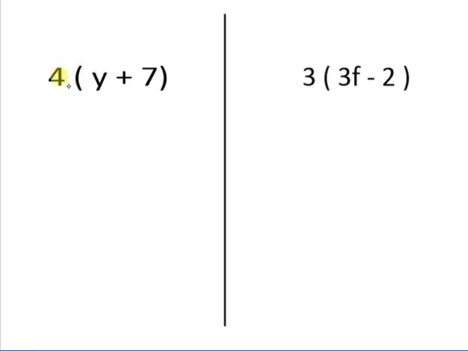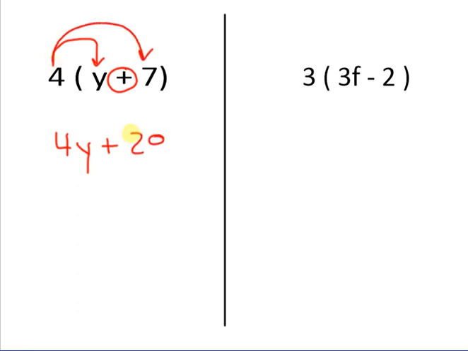So here I'm going to take the 4, which is on the outside, and I'm going to distribute it to the y. So 4 times y is going to be 4y. My operation is plus, so I'm going to bring that down. And then 4 times 7 is 28. I cannot go any further. That is my final answer, because this has a y and this is a regular number. Let's take a look at the next one.